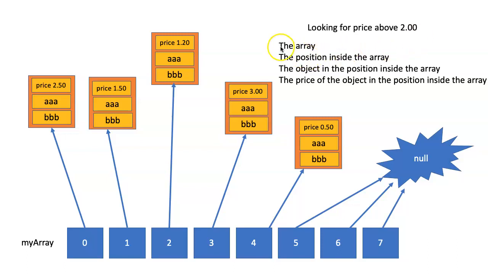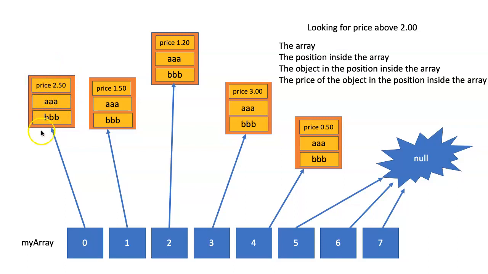So what you need to do is look into the array, which is your first construct, right? So then you are going to look into each position of the array, because you're going to look at each one to see if the price is above $2, right? So you're going to look inside the position of the array. Then when you get to that position, let's say position 0, you're going to look at the object inside that position, right? So you look at the object, there it is, and within the object you have to look for the price.